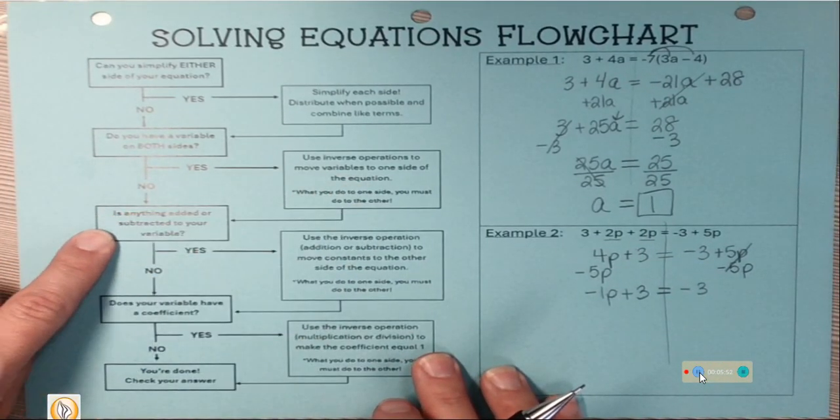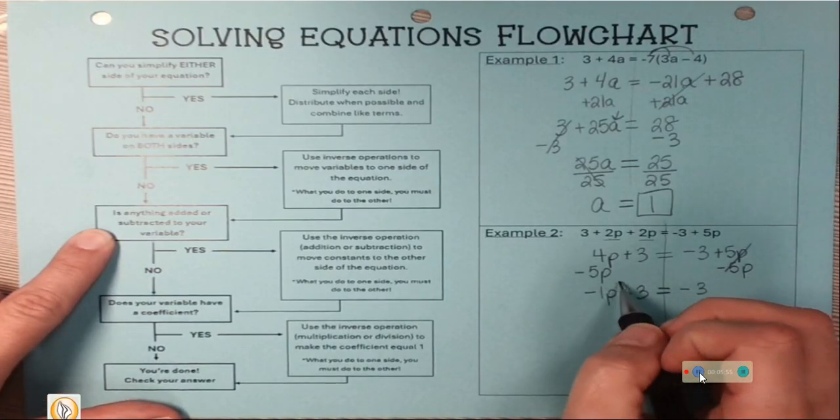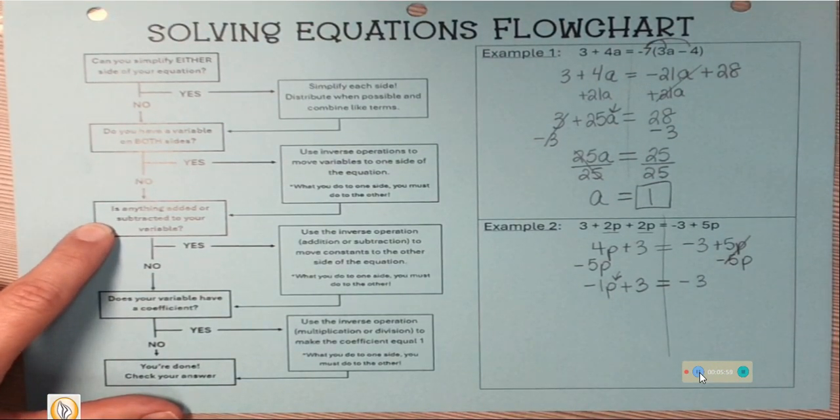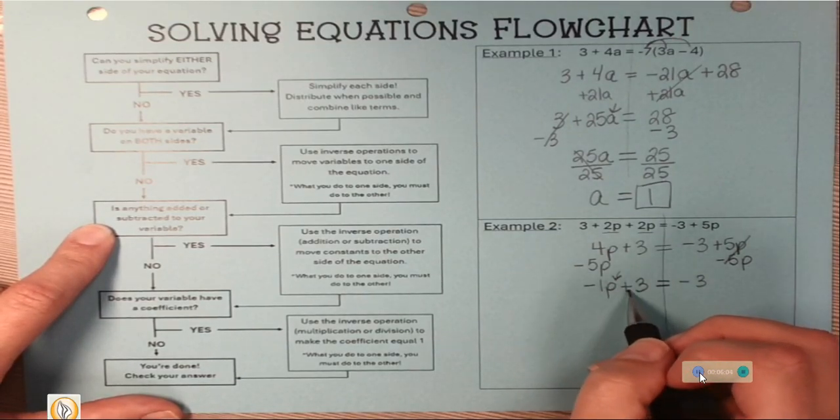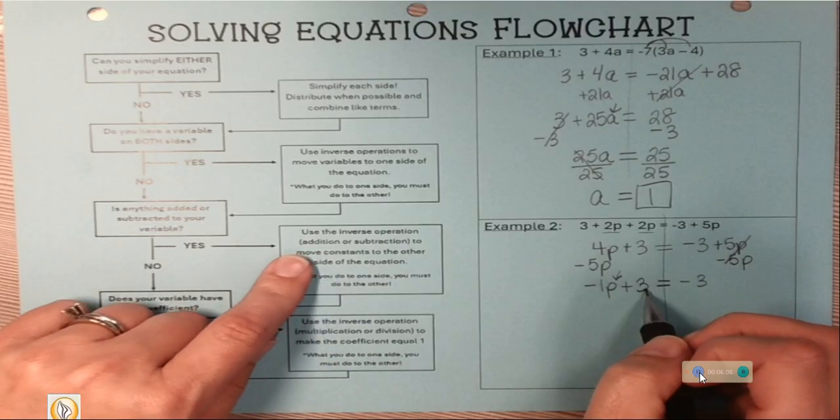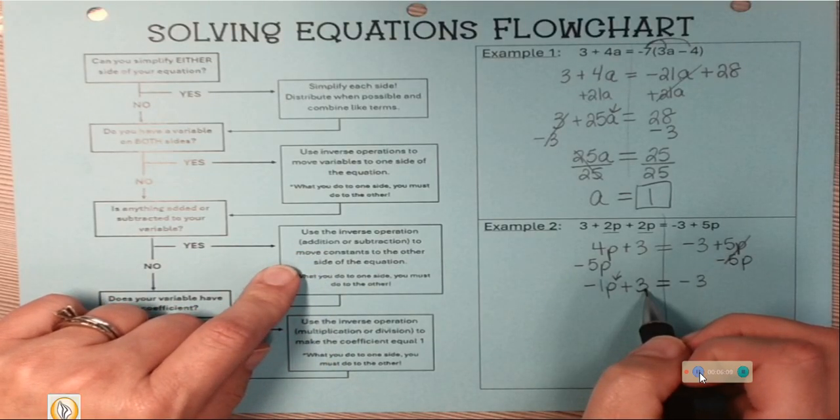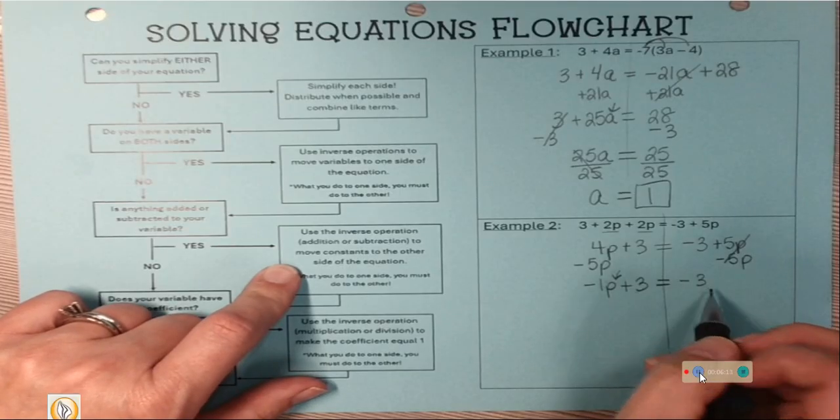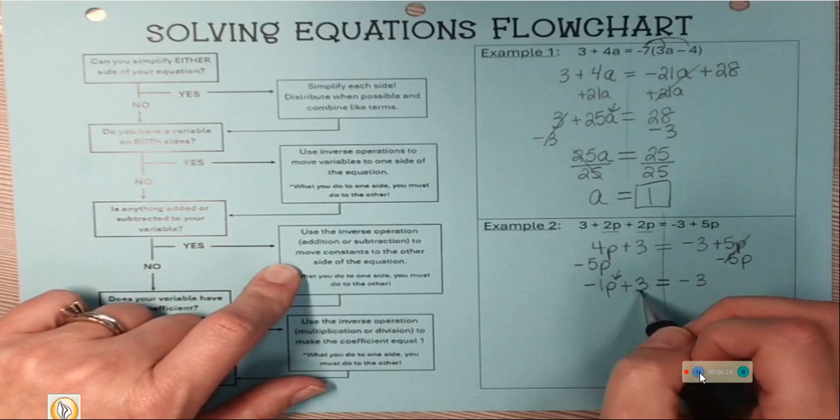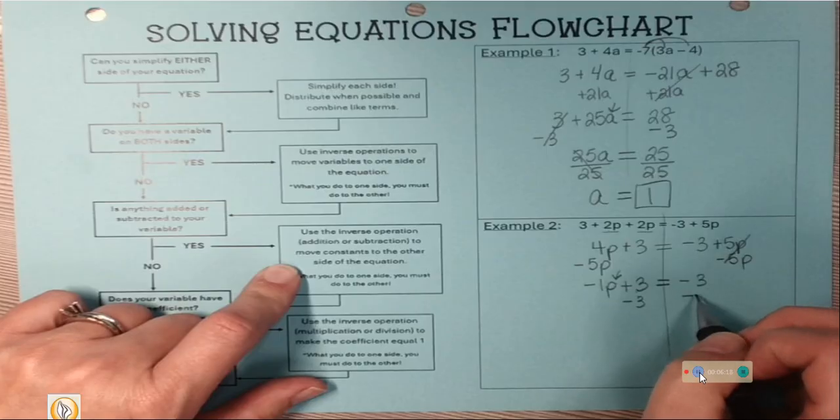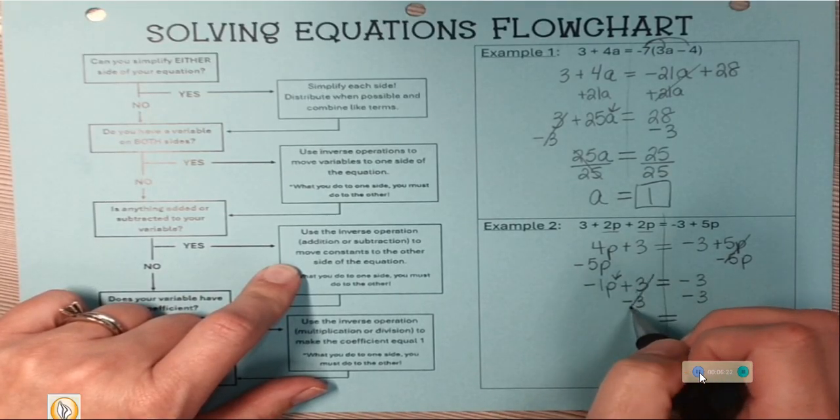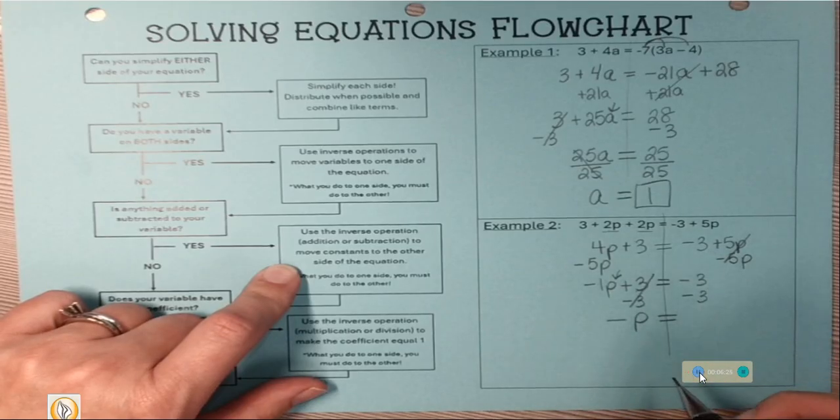So now I go back over to my second question. You're trying to get p by itself. Is anything added or subtracted to your variable? Yep, you got plus 3. So yes, if there is, you're going to use the inverse operation to move that constant to the other side of the equation. What is the inverse of a plus 3? Minus 3, minus 3. Now keep your equals in the middle. 3 minus 3 goes away and you've got a negative p.